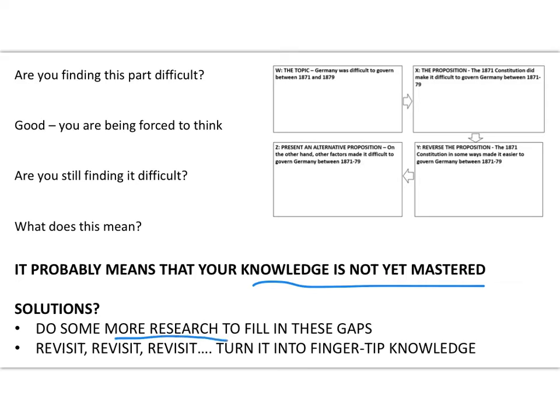You may realise, I don't know enough about the 1871 Constitution. I've got to fill in the gaps. Or you may have amazing notes. You've made all your notes on the 1871 Constitution and the difficulties faced in Germany, but you've got to maybe face up to the fact it's not in your head yet. Revisit, make flashcards, get it into your long-term memory so that it becomes fingertip knowledge. Because in the final exam, this thinking has got to happen in your head very quickly. You can't really spend more than 2 or 3 minutes on the planning stage. But that's what A-level is about. It's about mastering the knowledge and using your knowledge to answer the questions.